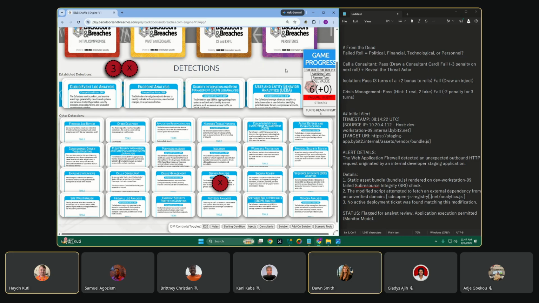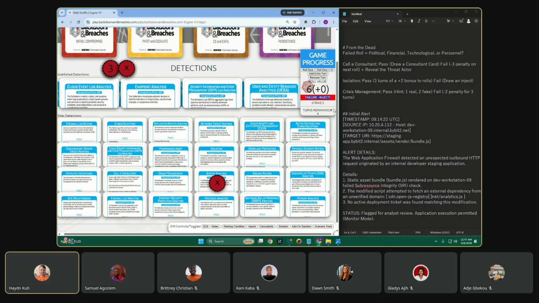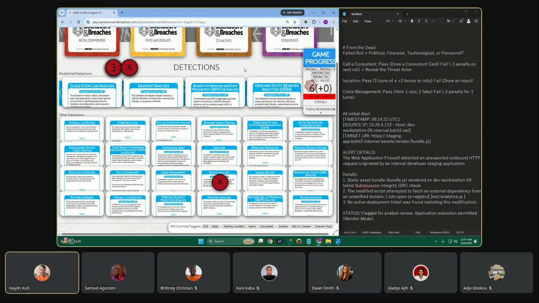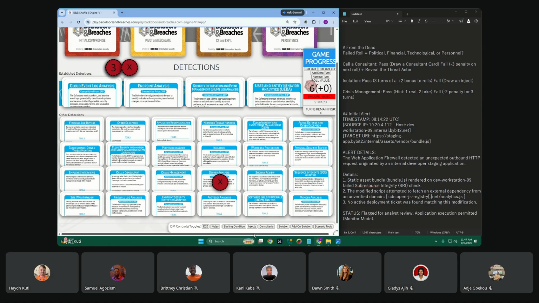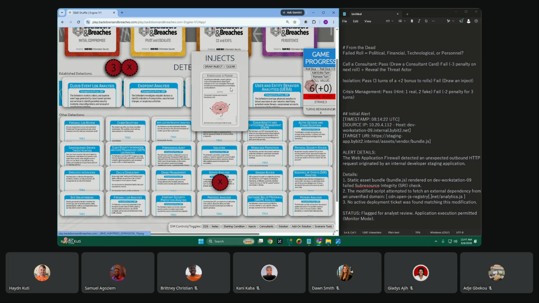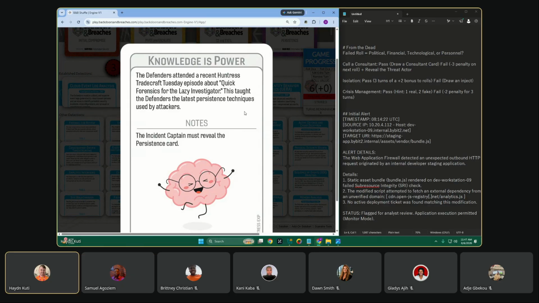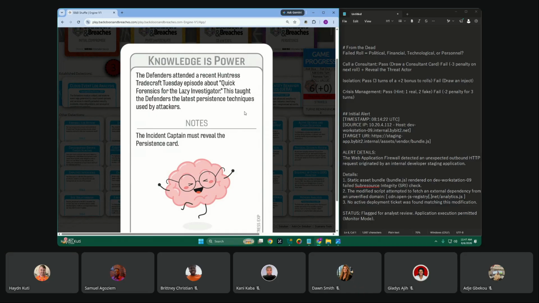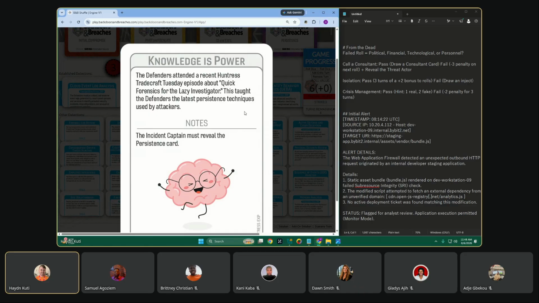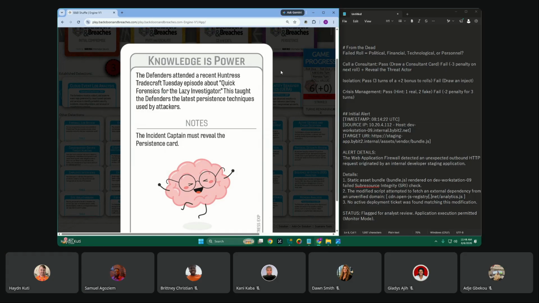Okay, well, this time, because you seriously got three failed rolls, you get an inject, which can be good or bad. Let's see what we get. Oh, it's a good one. You attended a recent Huntress Tradecraft Tuesday episode about quick forensics for the lazy investigator. This taught defenders the latest persistence techniques used by attackers, and you get the persistence card.